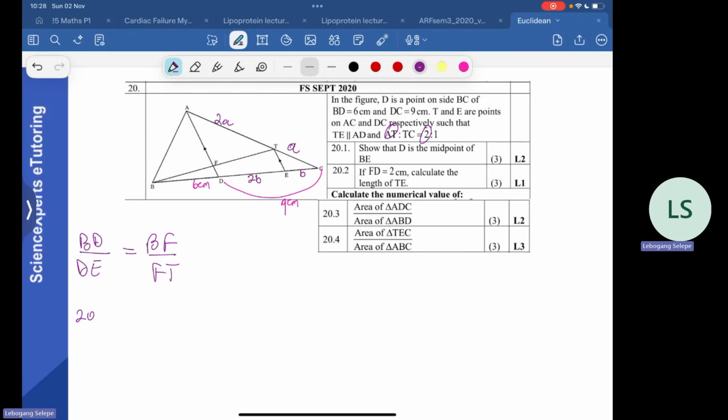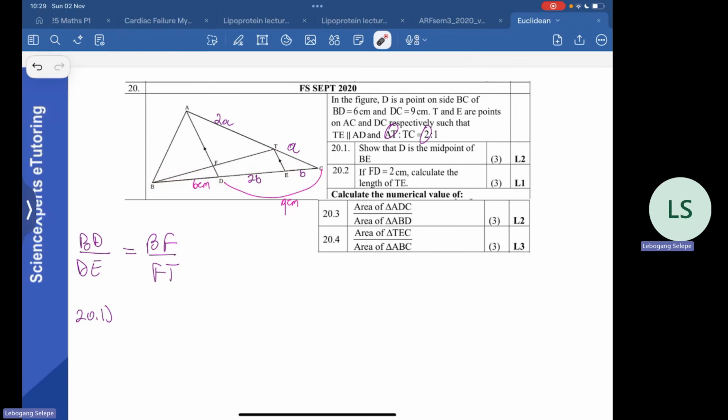So 20.1, show that D is the midpoint of BE. Showing that D is a midpoint simply means that if D is the midpoint of this line, this part will be equal to that part. They want us to show that DE is equal to 6.